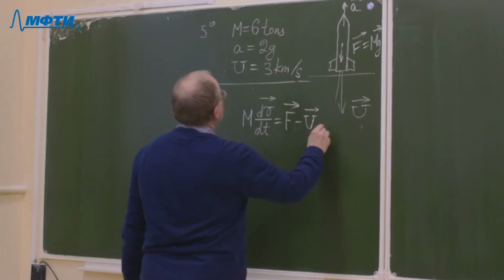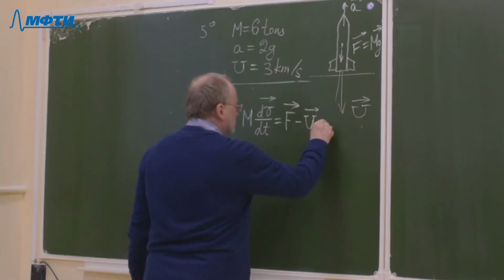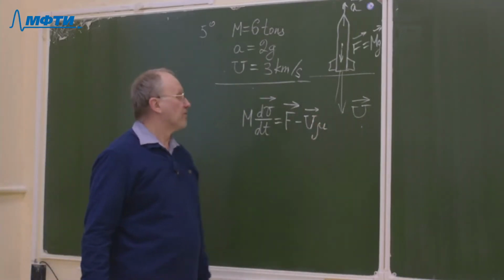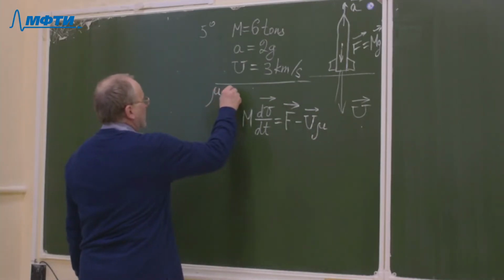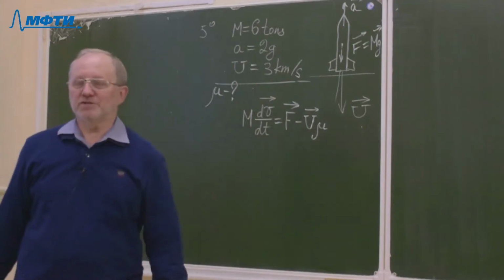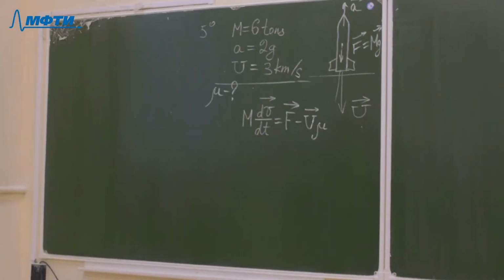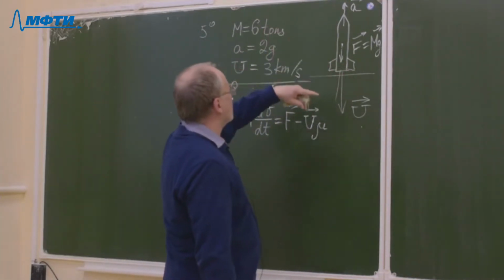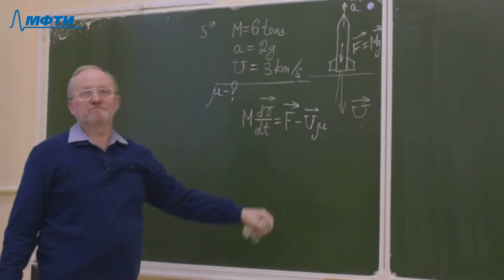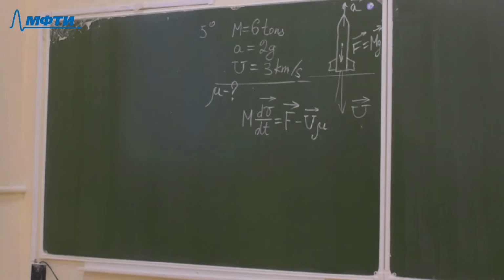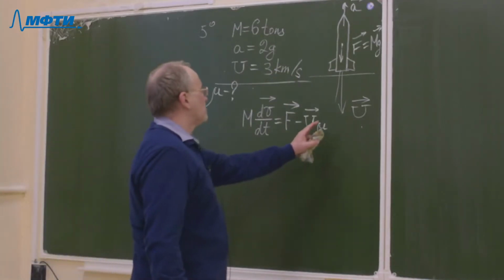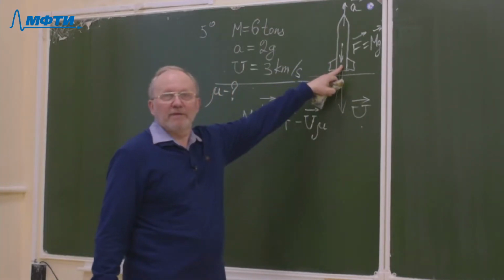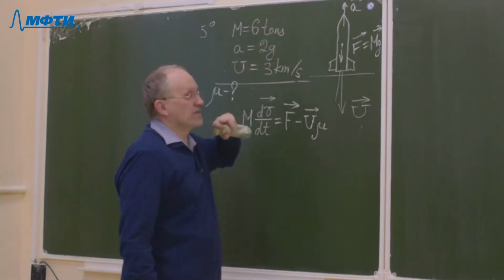vector u, and the rate of fuel consumption, mu. Mu is just the quantity we have to find in this problem, the rate of fuel consumption which is needed for this rocket to accelerate upward with a given acceleration, 2g. What rate of fuel consumption? How many kilograms per second of fuel should be burned, so that the rocket goes upward with such a given acceleration?